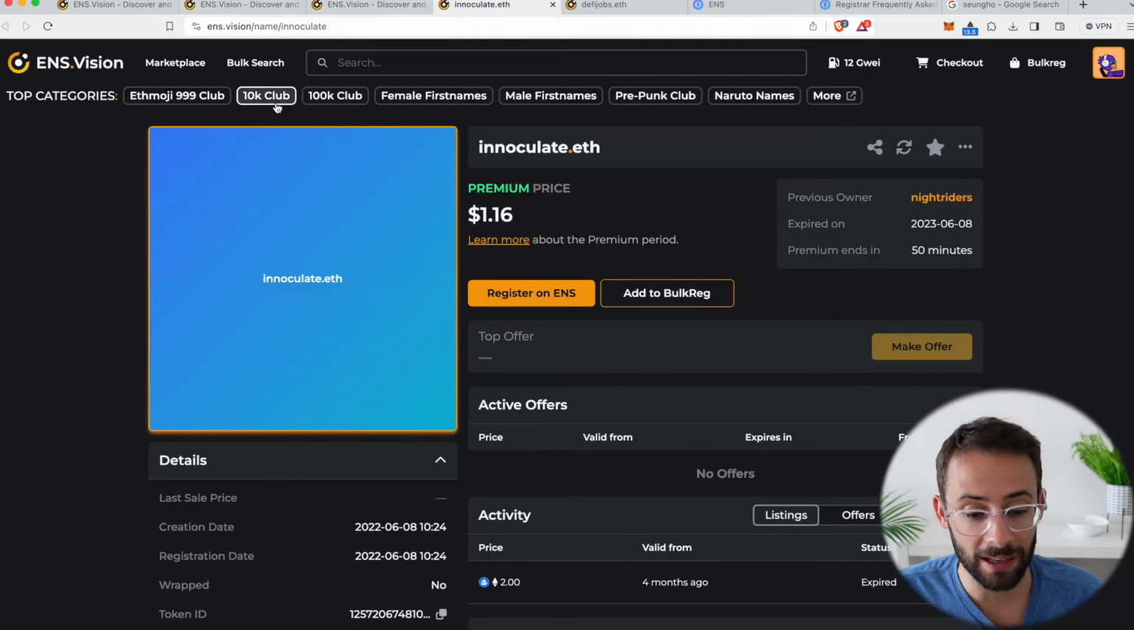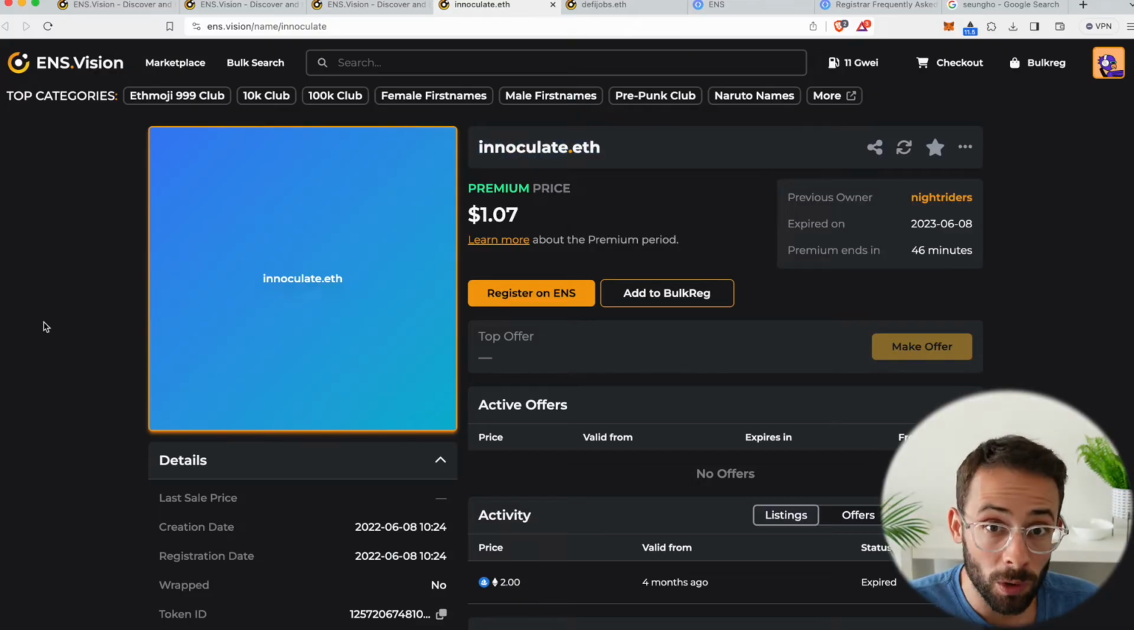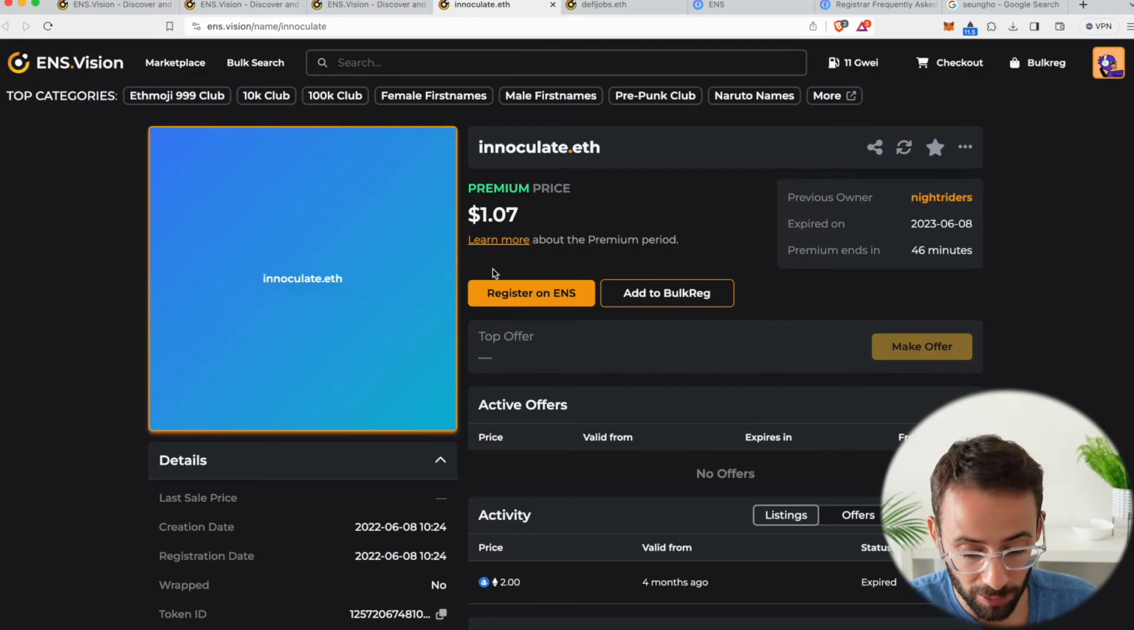For starters, in the expiring now category, I found this domain, inoculate.eth. And short, simple, especially single word ENS domains like this that are universally recognizable are the type that are potentially valuable. So for that price, I think that's a good pickup.